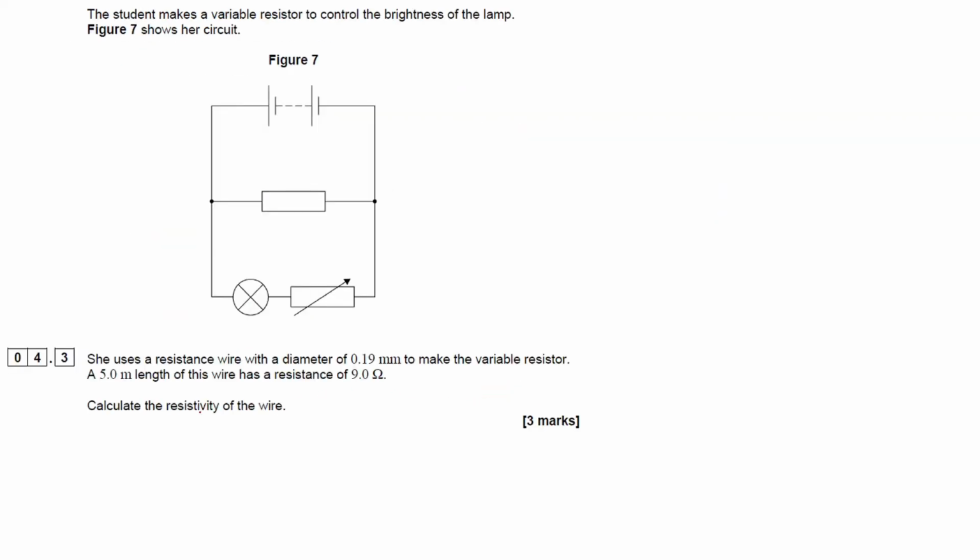Here we have to work out the resistivity of this wire, and we've been given some information about the wire, such as its diameter. Okay, so the diameter is 0.19 times 10 to the minus 3 meters. We've been given its resistance as 9 ohms, and we've been given its length of 5 meters.